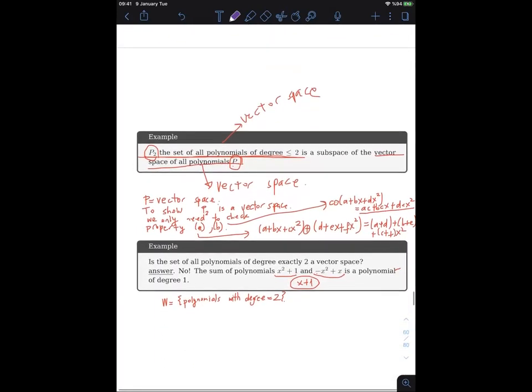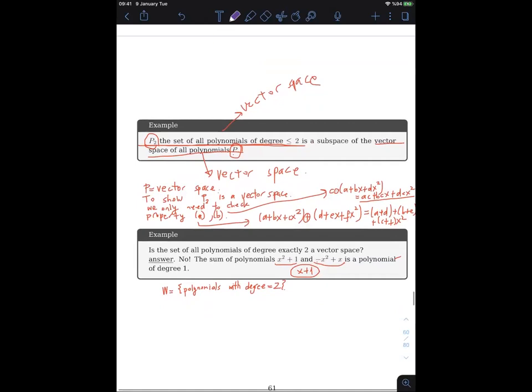Okay, no. Then, for example, we looked at this example, P2. What was P2? P2 is polynomials of degree less than or equal to 2. And this is a subset of all polynomials, okay? So if we show the set of all polynomials is a vector space, then to show that P2 is a vector space is easy.